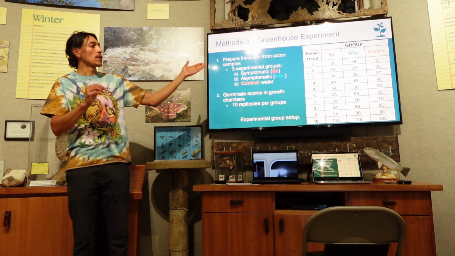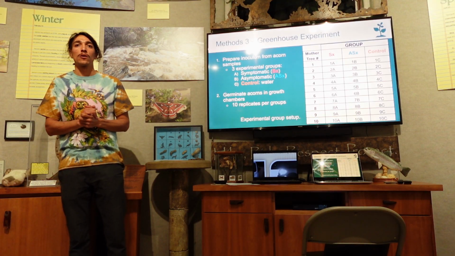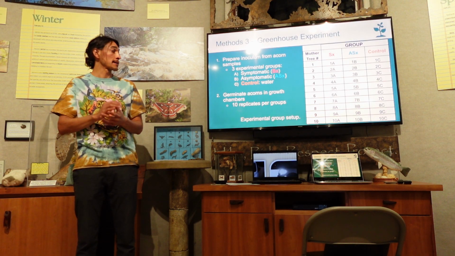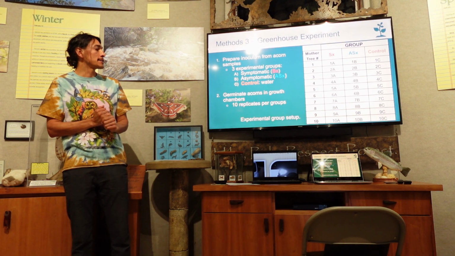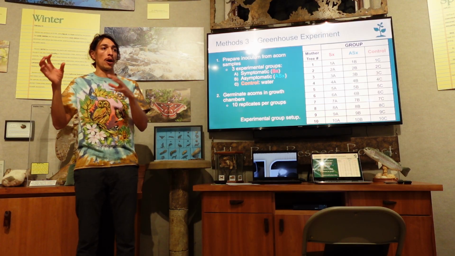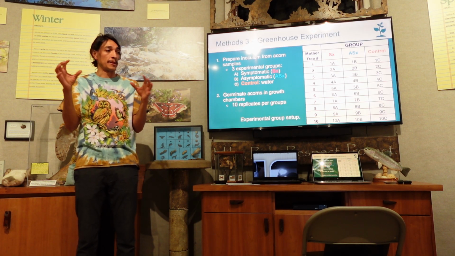And the table here on the right displays the experimental group setup, where there are 10 replicates per group using healthy acorns collected from an asymptomatic site. And each acorn is grown in a separate growth chamber under controlled conditions so that I can monitor them and avoid the potential of any aerial contamination.